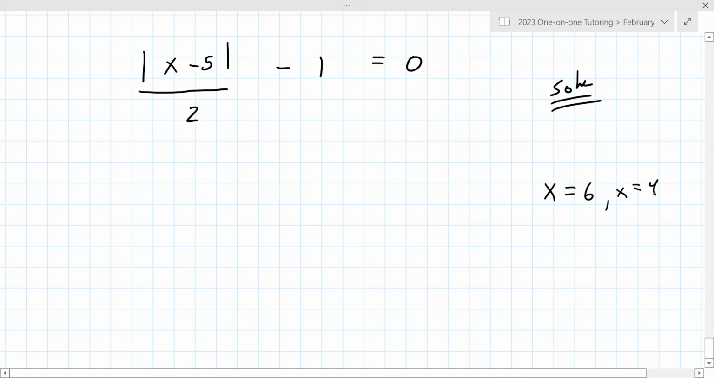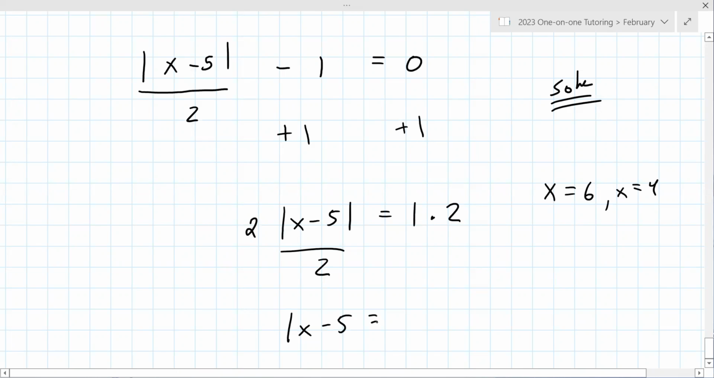Okay. So let's check here. Did you add 1 to both sides? Yeah, I did. So you got absolute value x minus 5 equals 1. And then how did you undo the 2 on the bottom? I multiplied by 2. Both sides? Oh, no, that's what I did wrong. I didn't do both sides. Okay. So go ahead, work it out from here.